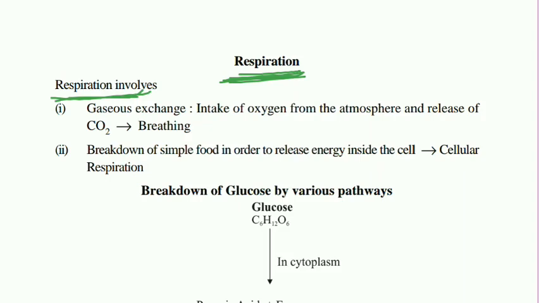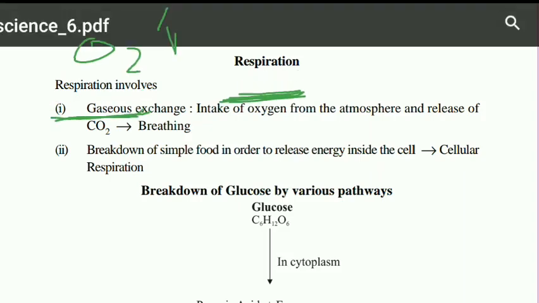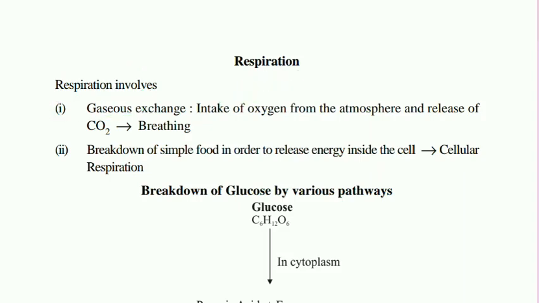Respiration is a complex process actually, in which we humans take in oxygen, and that oxygen is used in breaking down simpler food molecules, in the sense glucose, amino acid, fatty acid and glycerol, which we have already discussed in the last chapter. So respiration is a process in which we take in oxygen and use this oxygen in the breakdown of simpler food to release energy.